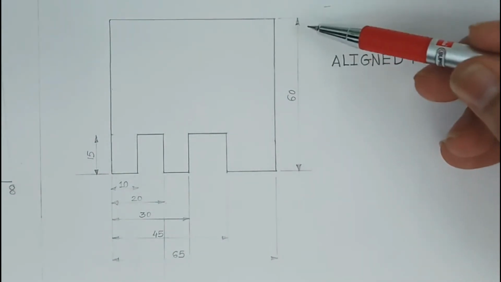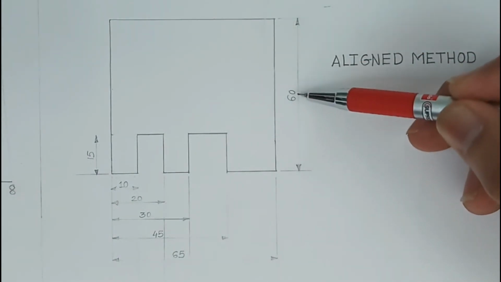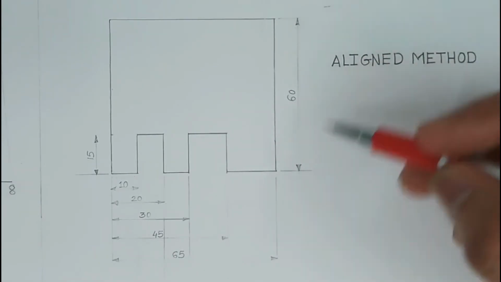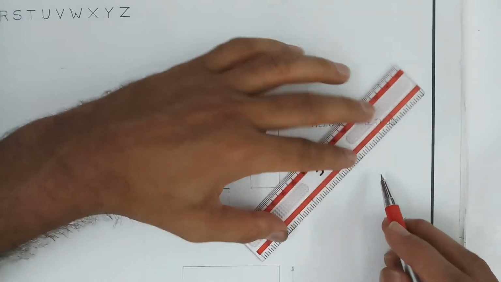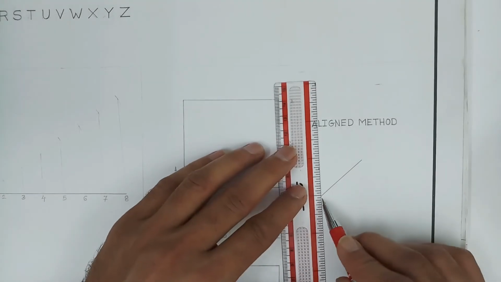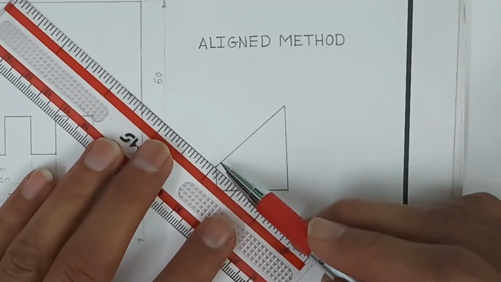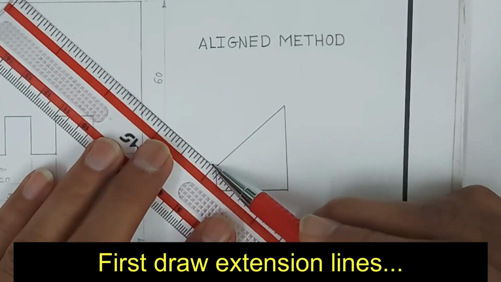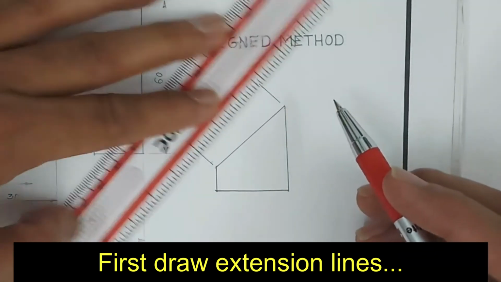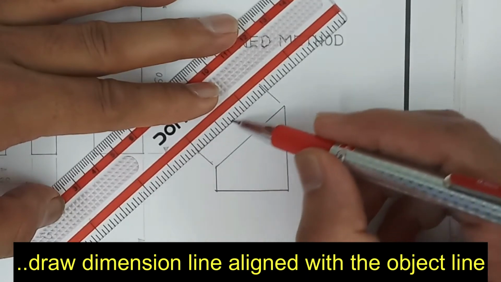Now if you talk about this vertical dimension, in this case this particular dimension number is aligned with the line. So I hope you understand the meaning of aligned. Let us say there is something inclined, an object which has got such an inclined part. To show this dimension by the aligned method, we first have to draw extension lines like this, some distance away, and then aligned with this particular line we have to draw this dimension line.